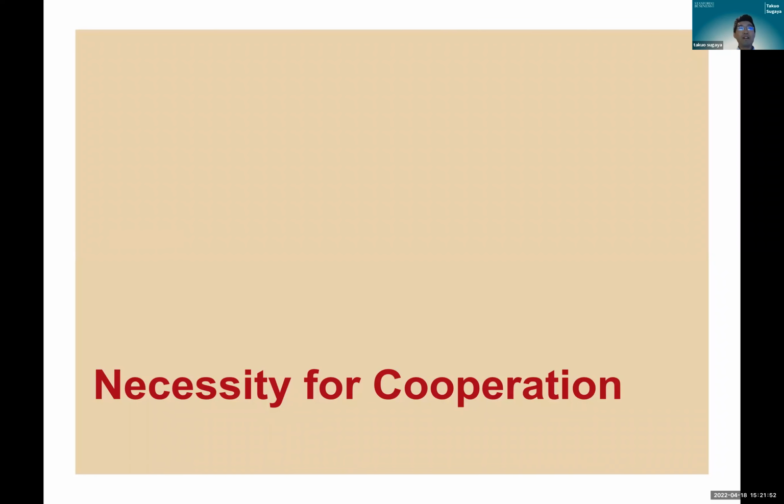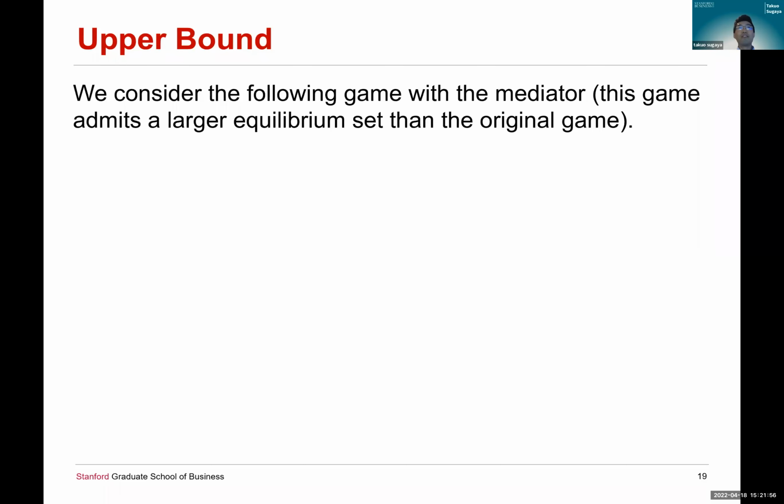And then we ask, what is a necessary condition for cooperation, or more precisely, for taking an action distribution that has a non-trivial deviation gain? To get an upper bound, as I hinted when I answered the question, we consider the following game with a mediator. This game admits a larger equilibrium payoff set than the original game, so this is an upper bound.